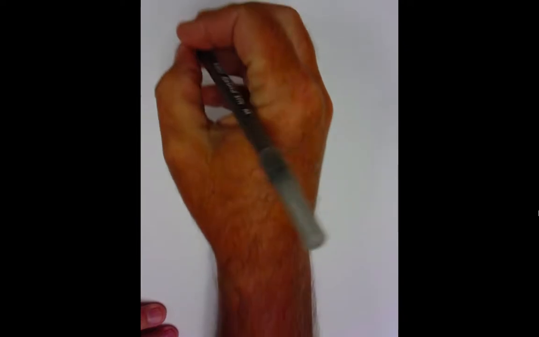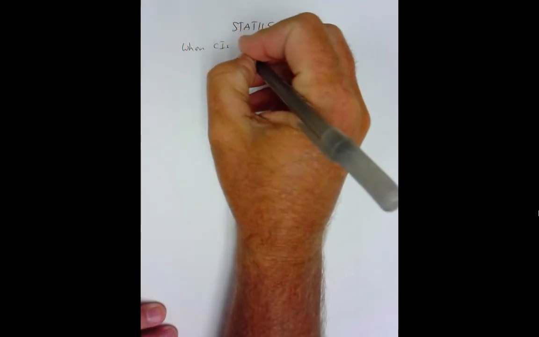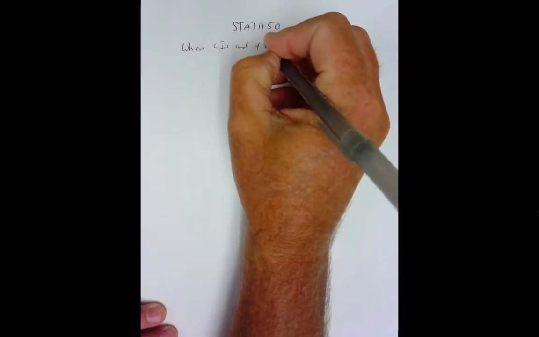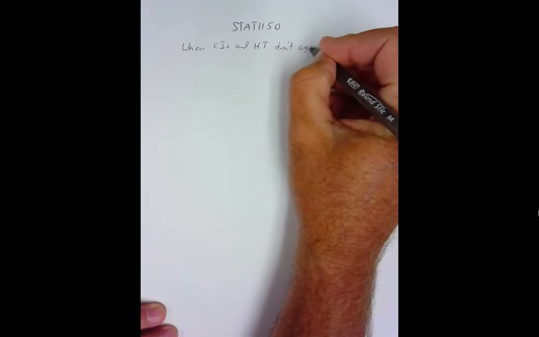I guess the title would probably help, you could see that. The title of this is When Confidence Intervals in Hypothesis Testing Don't Agree.